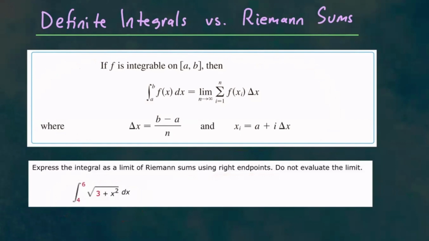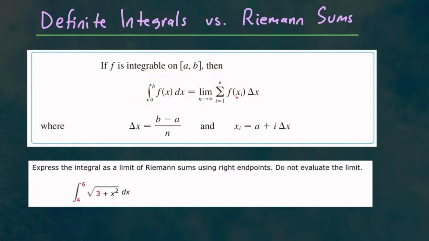Assuming f is an integrable function on this interval, then the definite integral from a to b of f of x with respect to x is the limit as n goes to infinity of the sum from i equals 1 to n of f of xi delta x. So that is the translation of a definite integral to the Riemann sum. We take the limit of the Riemann sum, of course.